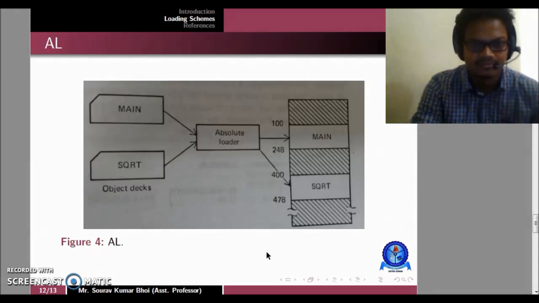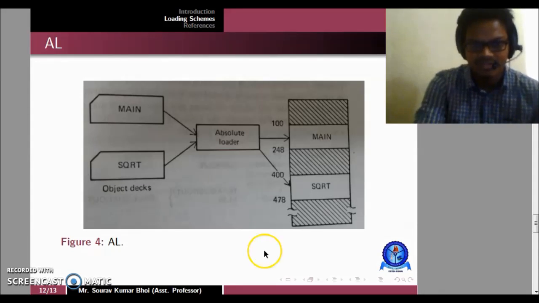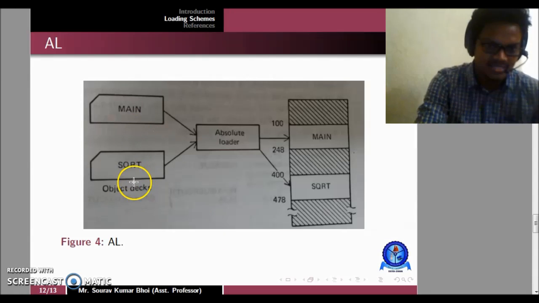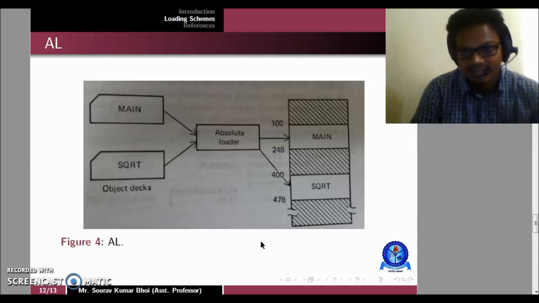By this diagram you can easily understand. Here you can see the main function is there and the sqrt function is there. These functions, or the object decks, are loaded into the memory by using the absolute loader. So main is there, sqrt is there. Here you can see that main takes 100 to 248, and 400 to 478 is the sqrt function; this is the memory they take, and they are getting executed.